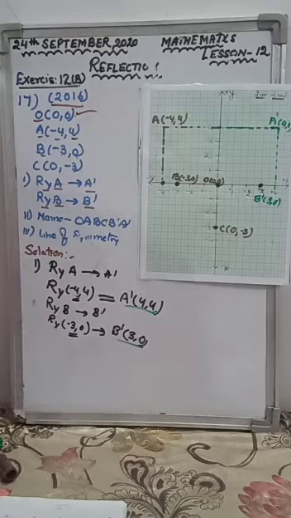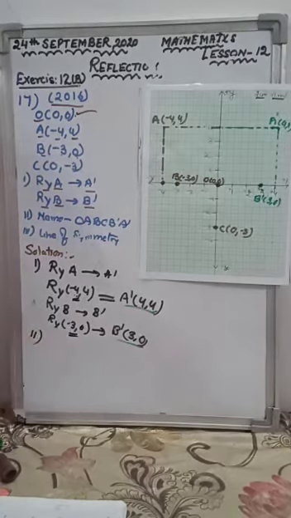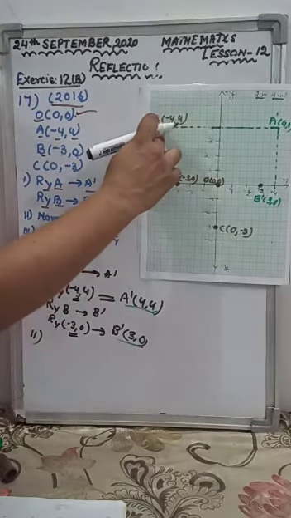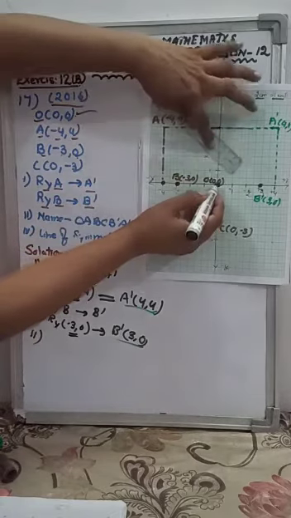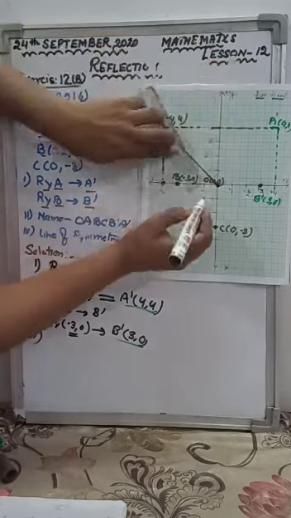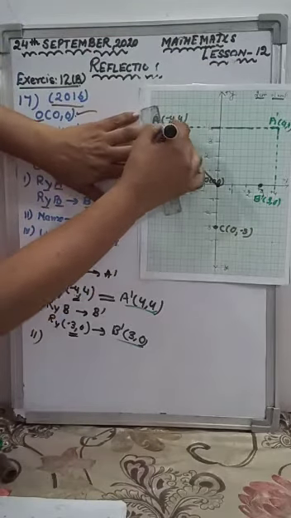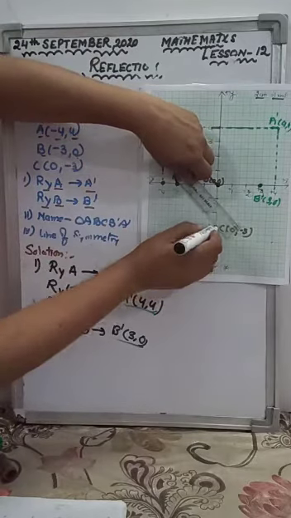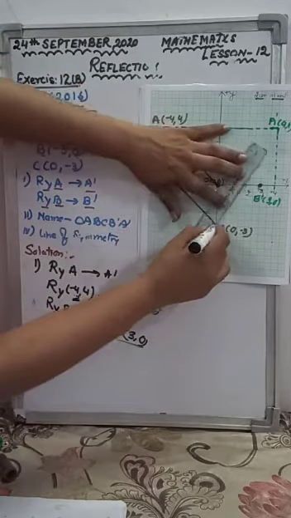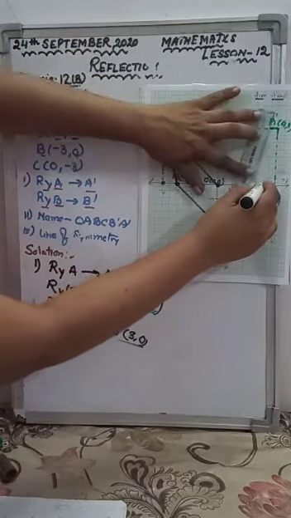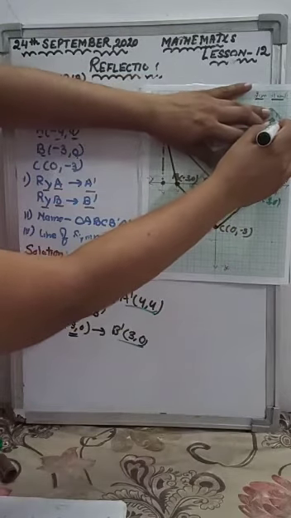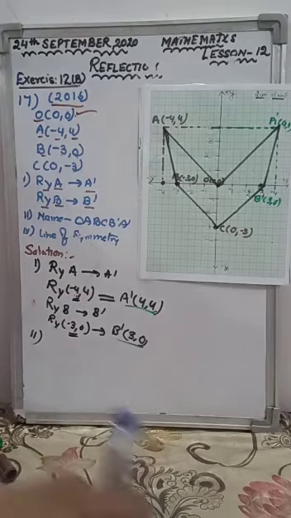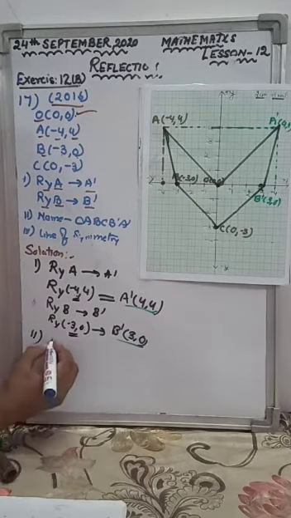Now second part. In the second part, they are saying that we have to name the figure O, A, B, C, B dash and A dash. So let's draw O, A, B, C, B dash and A dash, this. Clear? And we have to name it. Name the figure. So this is an arrowhead.